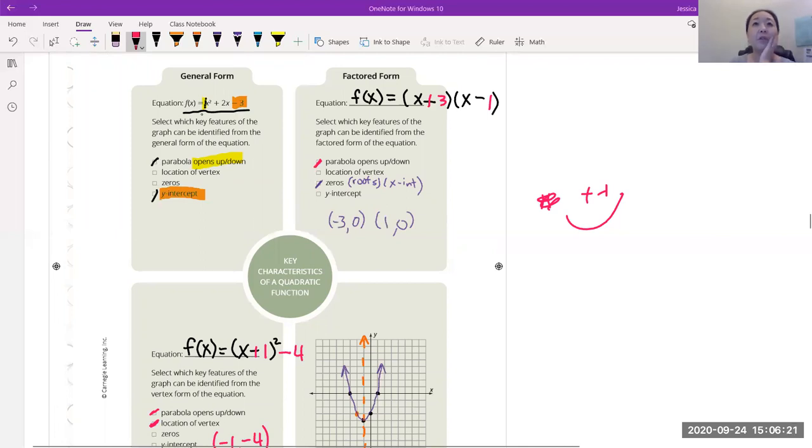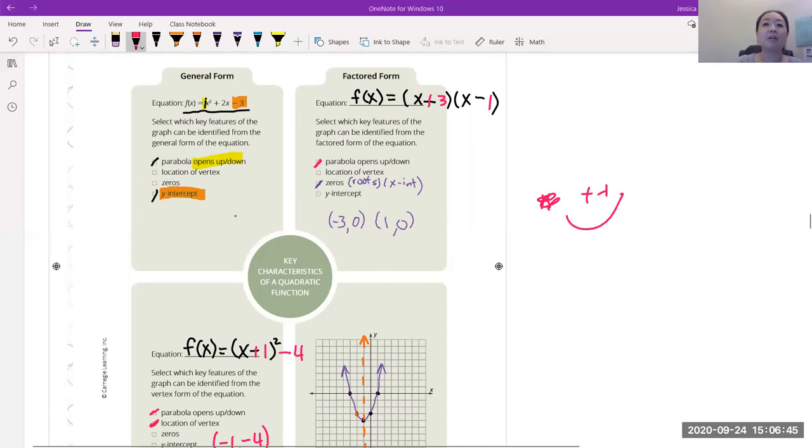Okay, so for the general form, what we do know, always the A, right? We know that it opens up. We always know that just by looking at the form, right? We're not doing any computations right now. And we also know the y-intercept without having to do any computations right there. I color coordinated that.